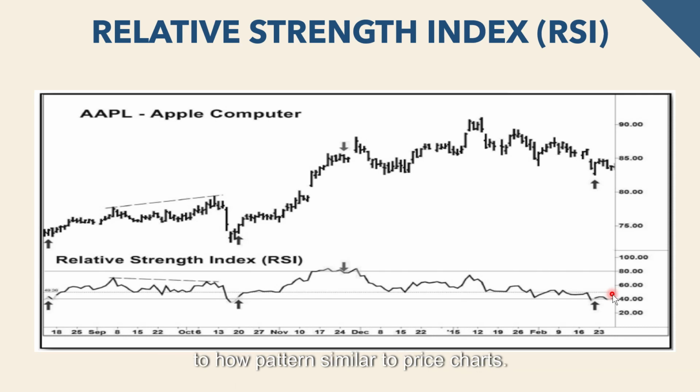RSI also appears to have patterns similar to price charts. We can see triangles, pennants, flags and even head and shoulders patterns. Support and resistance levels are applicable to RSI as well. Failure swing also occurs. What is a failure swing? A failure swing occurs when the oscillator exceeds an overbought or oversold level, corrects, reverses back toward the overbought or oversold level, doesn't reach it, and then turns back beyond the correction.